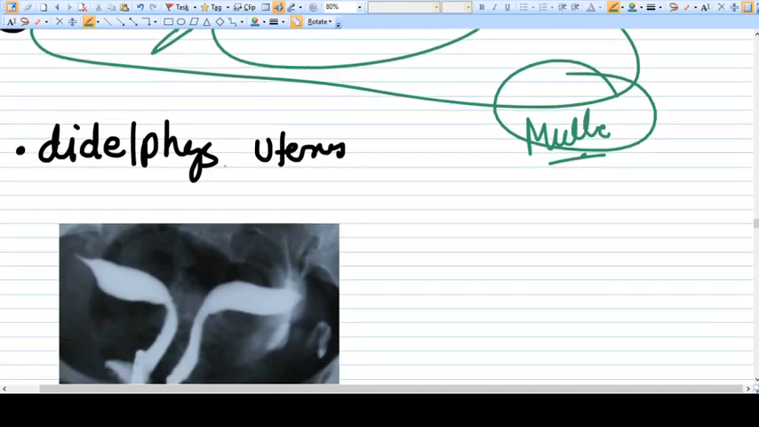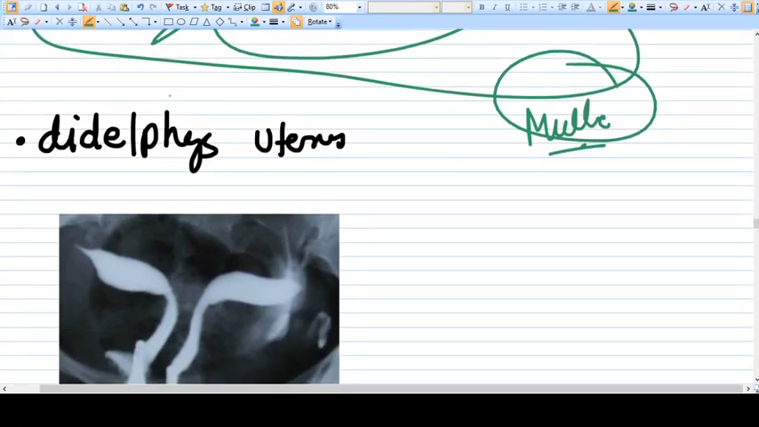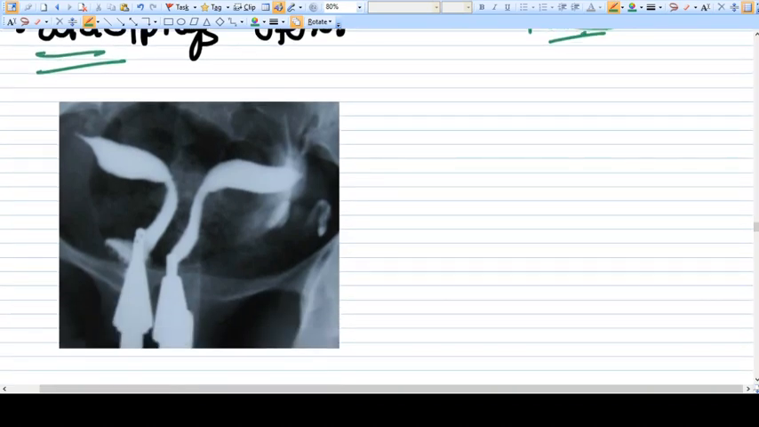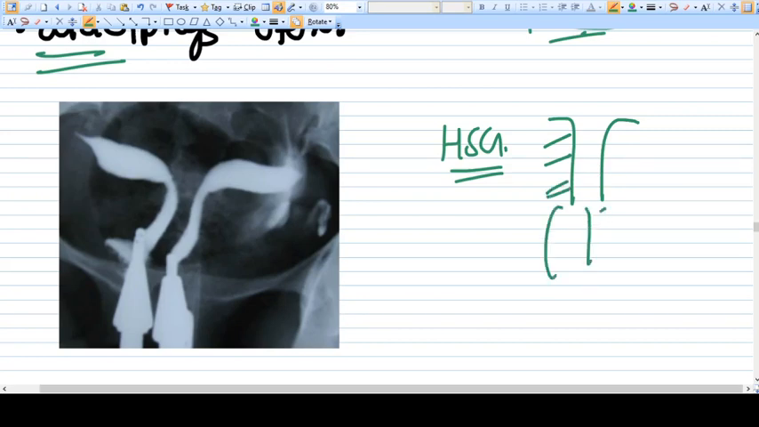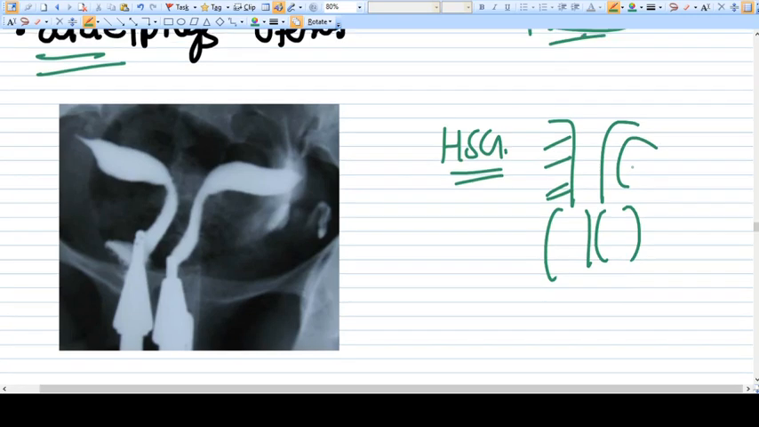Here what we see is only the HSG part of the thing. This is a didelphys uterus. If you want to see the didelphys uterus on HSG, then you can concentrate on this: the didelphys uterus means we have two separate uterine cavities, two separate tubes, two separate cervixes, and two separate vaginas. This is called didelphys uterus.